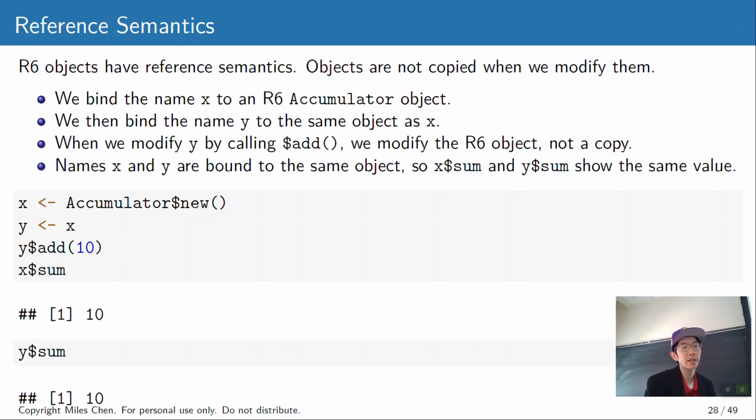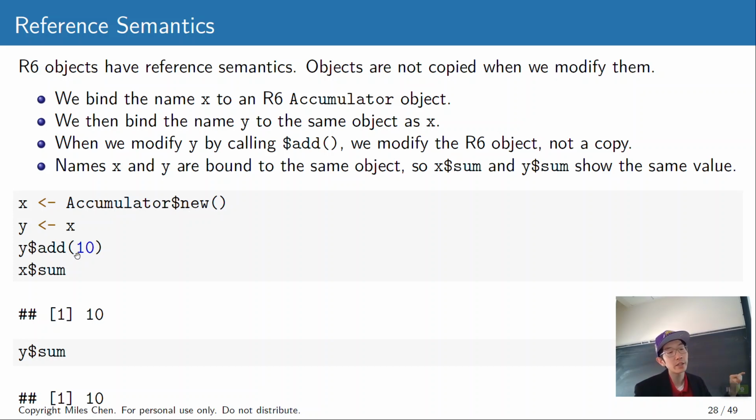R6 objects, on the other hand, have reference semantics, and objects are not copied when we modify them. So here, what we're going to do is create a new instance of the accumulator class object, and we're going to call that X. We are going to bind Y to the same object X. So when we start off with a new object, what's the value of sum? Sum starts off at 0.